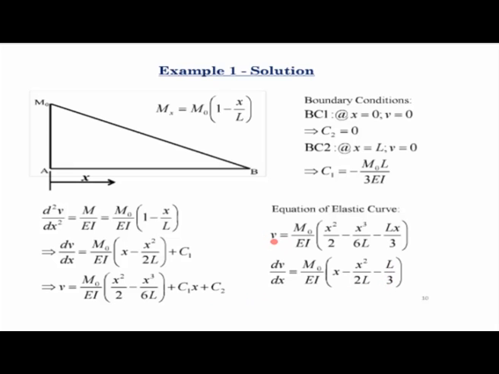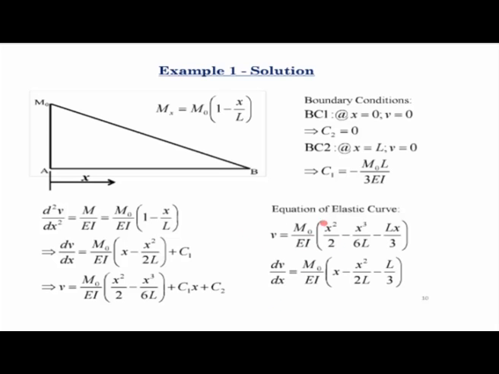So now this is the equation for the deflection of the beam at any distance x from the left end, and this is the equation for the slope of the beam at any distance x from the left end. Now, this is the first part of the problem. They had also asked you to calculate the maximum slope and the maximum deflection of that beam.